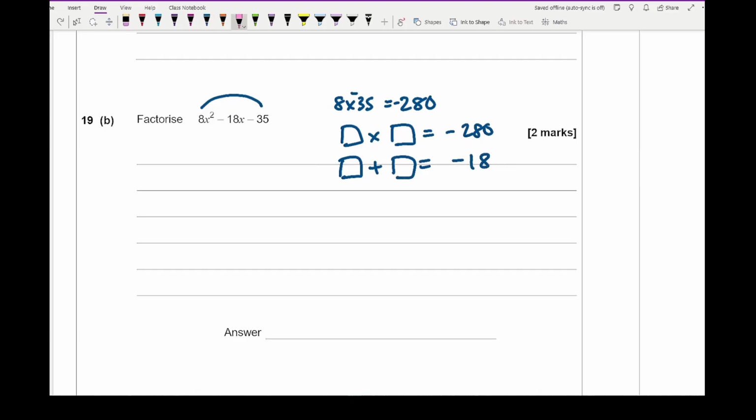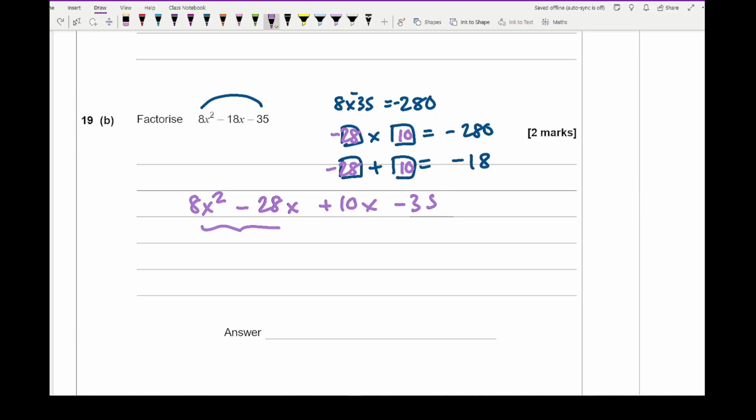Now from this, what I can see is that our 2 numbers in question are going to be 28 and 10. So it's going to be minus 28 and positive 10. So looking at this, we've got 8x squared minus 28x plus 10x minus 35.